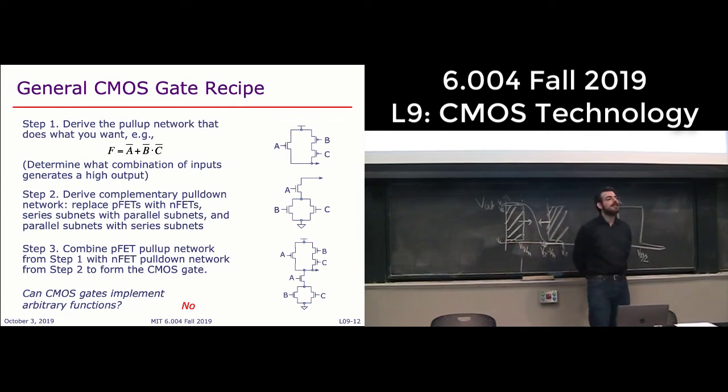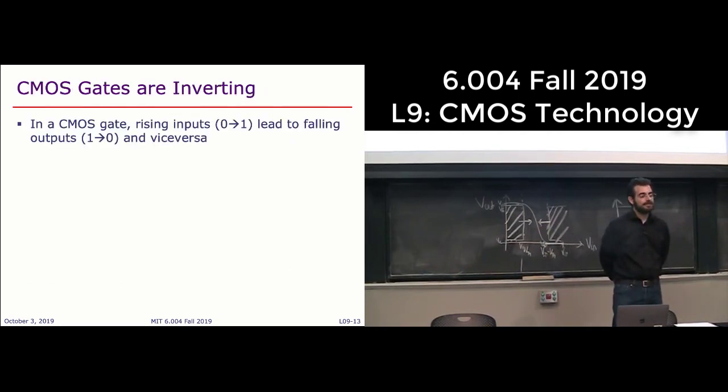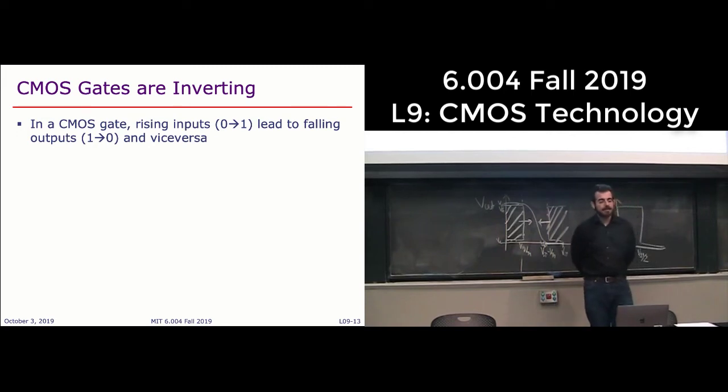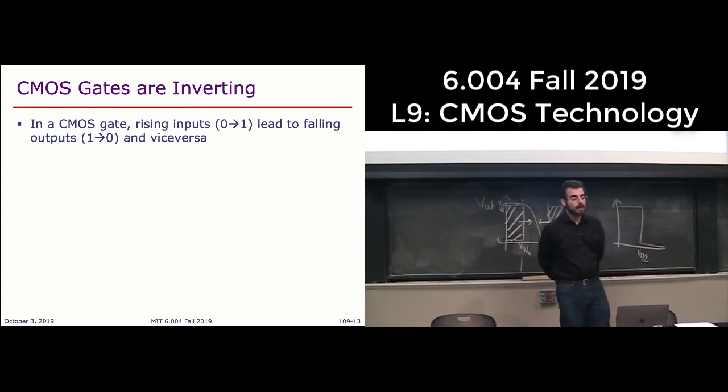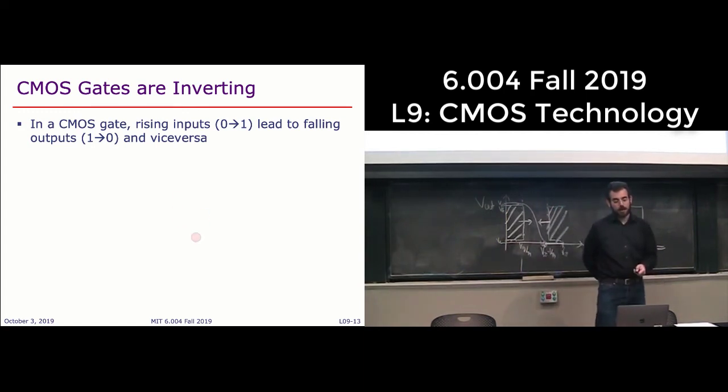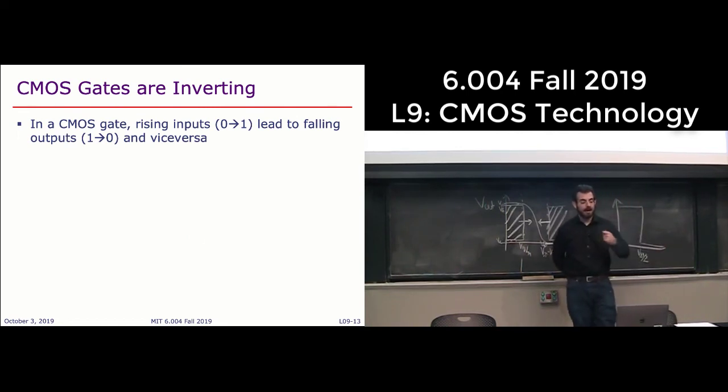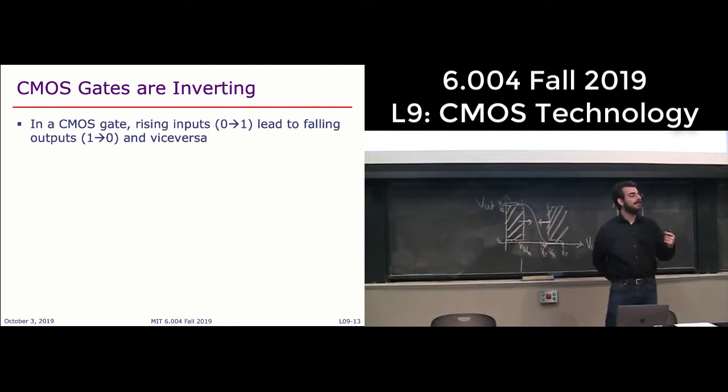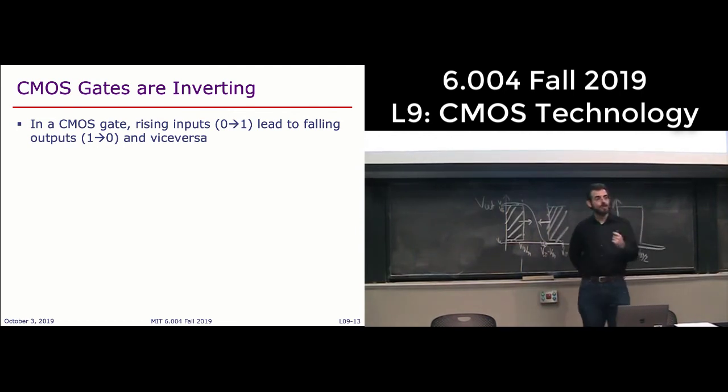But there's a very simple restriction that CMOS gates have to obey, and that is that CMOS gates must be inverting. What I mean by inverting is that rising inputs will always lead to falling outputs, and vice versa. That is, falling inputs, that is, if we go from a 1 to a 0, will lead to rising outputs. You cannot have an input going from 0 to 1 cause the output to go from 0 to 1.